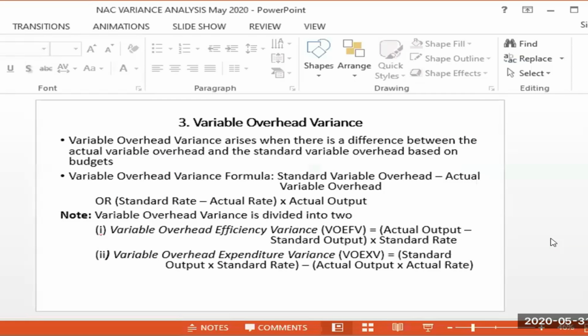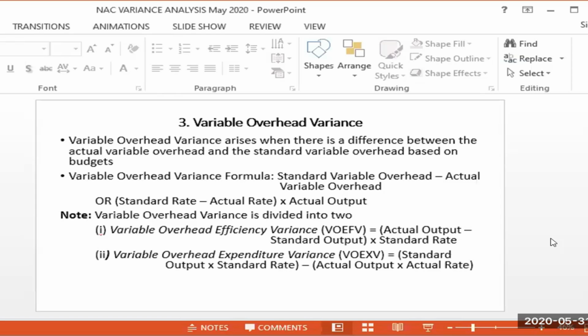So we have the variable overhead variance. So what is variable overhead variance? Variable overhead variance arises when there is a difference between the actual variable overhead and the standard variable overhead based on budgets.